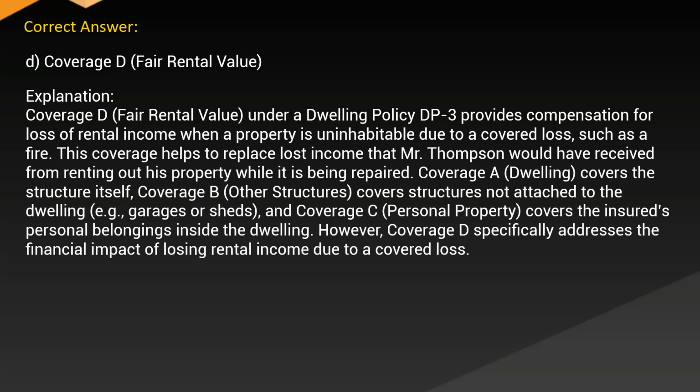Coverage A, Dwelling, covers the structure itself. Coverage B, Other structures, covers structures not attached to the dwelling, e.g. garages or sheds. And Coverage C, Personal property, covers the insured's personal belongings inside the dwelling. However, Coverage D specifically addresses the financial impact of losing rental income due to a covered loss.